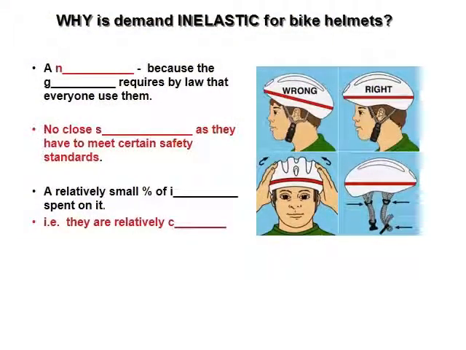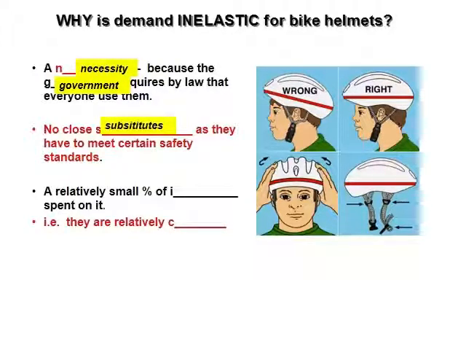So let's have a look at why demand for bike helmets is inelastic. The primary reason is because the government requires by law that everyone use them. In other words, they're compulsory and they become a necessity. Secondly, they have no close substitutes as they have to meet certain safety standards.